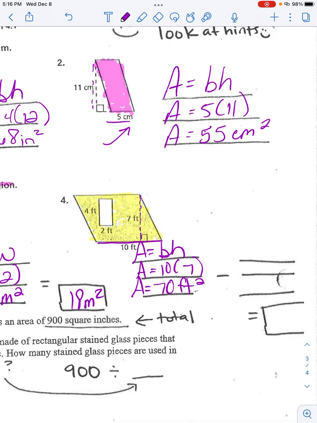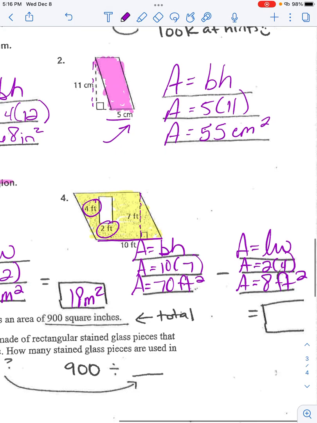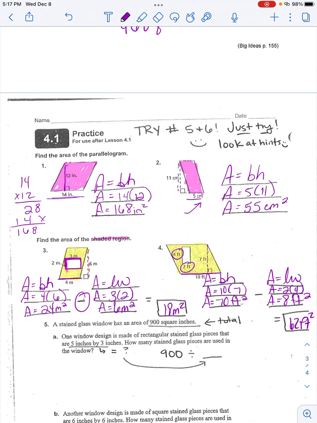Now there's a portion of the rectangle that's not shaded. There's a rectangle inside. That rectangle is 2 feet by 4 feet. 2 by 4 is 8 feet squared. So now we're going to subtract that rectangle out since it is not shaded. So 70 minus 8, the entire figure that's shaded would be 62 feet squared, because 70 minus 8 is 62.